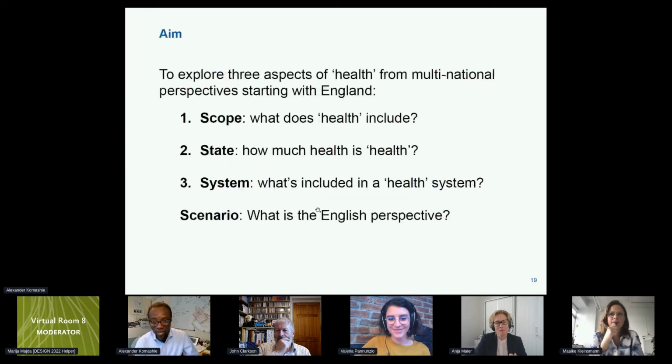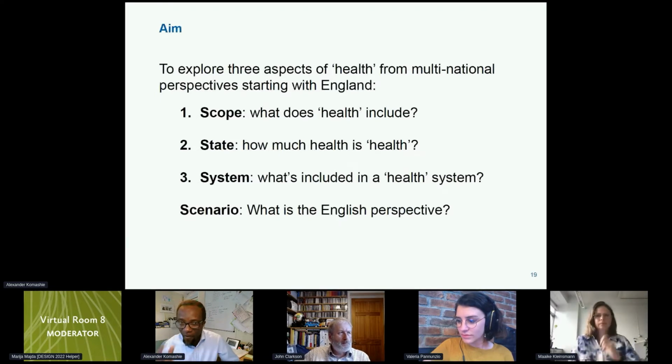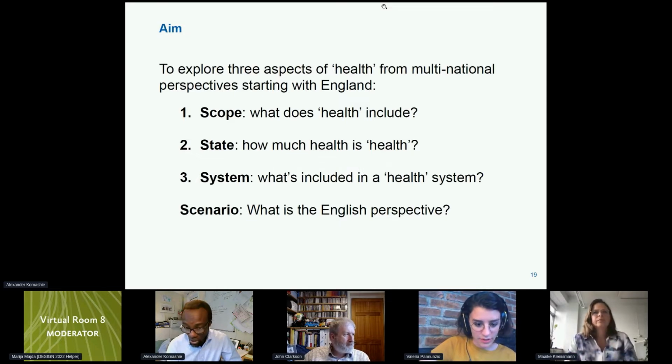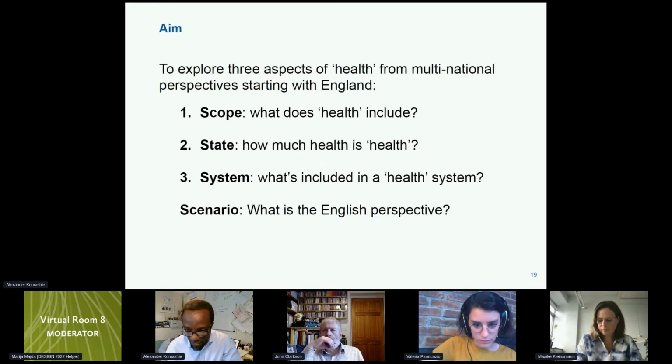So here's the aim: to explore three aspects of health from a multinational perspective. And we want to look at England as a starting point. The three things we want to look at are the scope of health to start with: what does health include? The second is the state, or you might say the measure: how much health is health? And the third is the system, which is about what is included in a health system in terms of the boundaries of what we might consider a health system. And then we will say a few things about the system in England as a starting point for conversation.